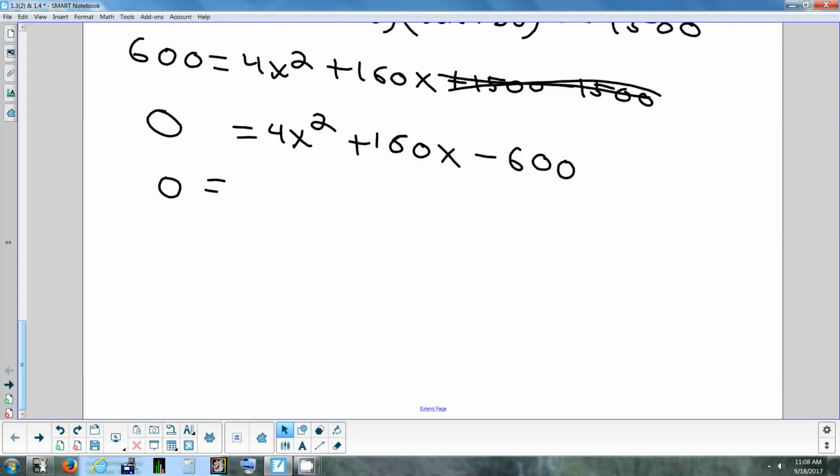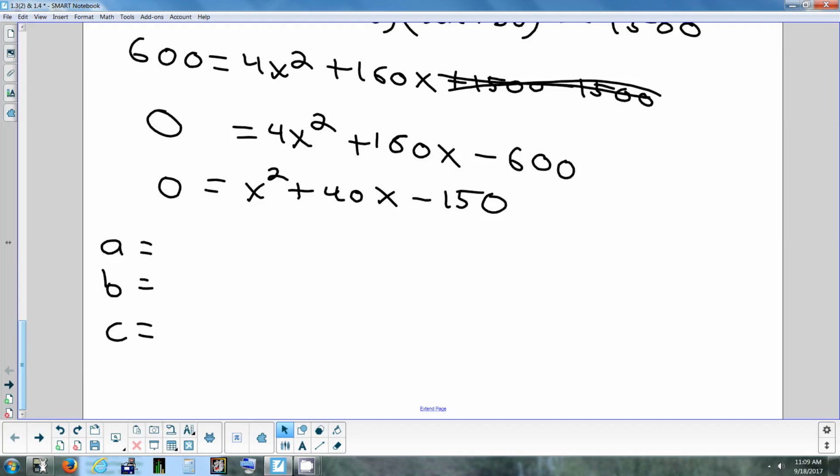Evan? It would be 40x and then, if you divide that by 4? Oh no, that would just be x squared and then plus 40x. Yep. Plus 120? No. I don't know. 150. And is it plus or minus? Minus. Now, we could try to factor it, but I already know this doesn't factor nicely. So anybody remember how you solve a quadratic if you can't factor? Yeah, Ian? Quadratic equation. Yeah, we're going to use the quadratic formula.